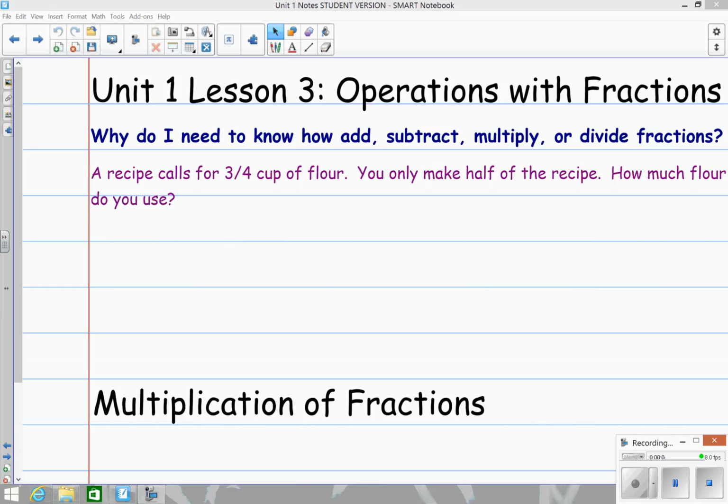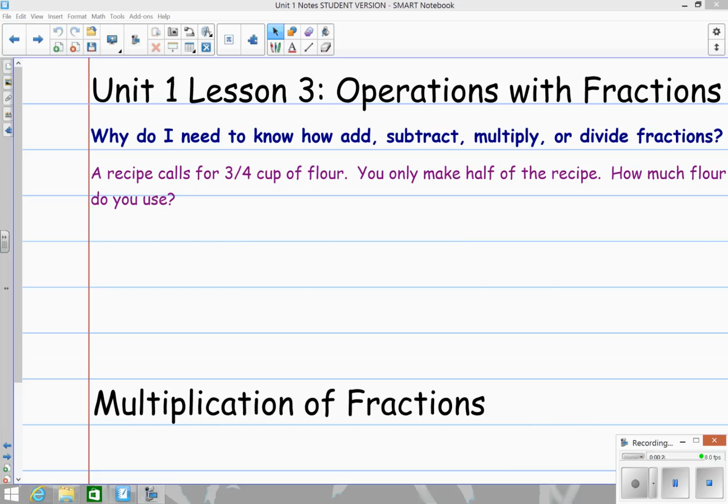In this lesson, we're going to begin looking at operations with fractions, and we're just going to focus on multiplication and division with fractions. Unlike regular operations with whole numbers, where addition and subtraction usually come first, with fractions it's actually easier to multiply and divide. So we're going to focus on that in this lesson, and then in the next lesson, we'll look at adding and subtracting fractions.